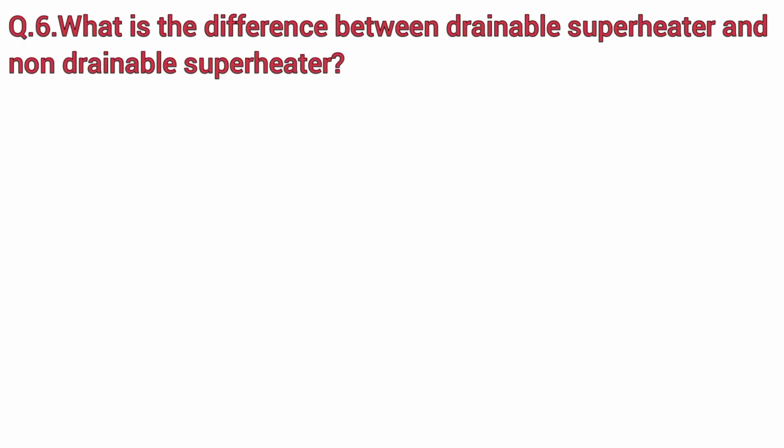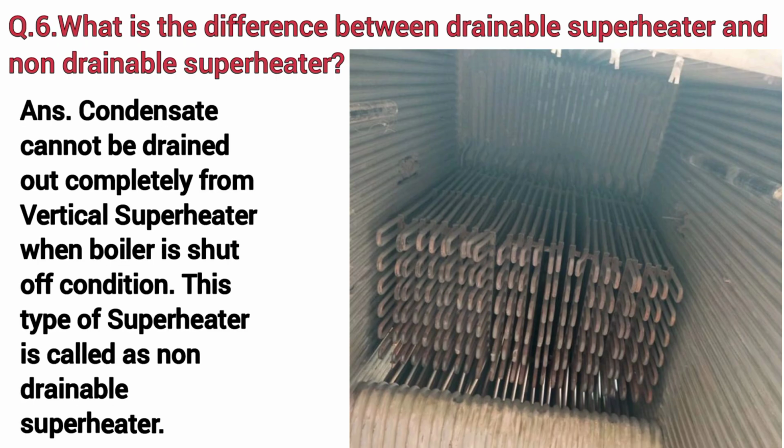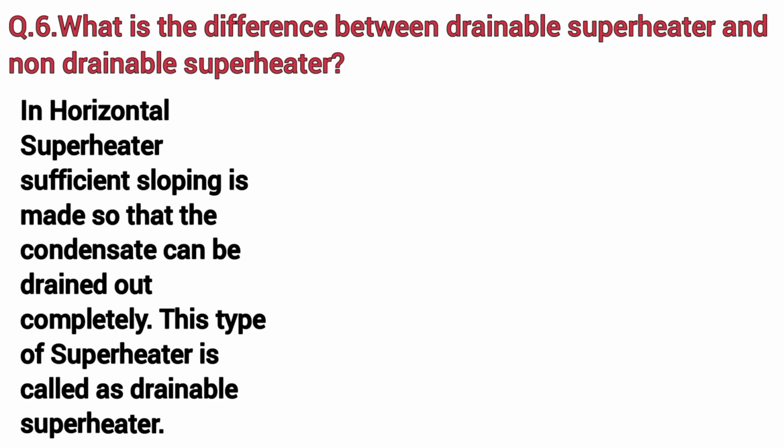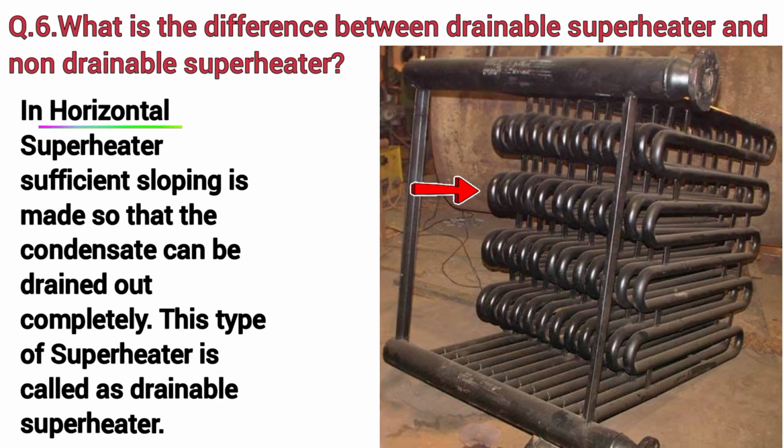What is the difference between a drainable superheater and a non-drainable superheater? Condensate cannot be drained out completely from a vertical superheater when the boiler is in shut-off condition. This type of superheater is called a non-drainable superheater. In a horizontal superheater, sufficient sloping is made so that the condensate can be drained out completely. This type is called a drainable superheater.